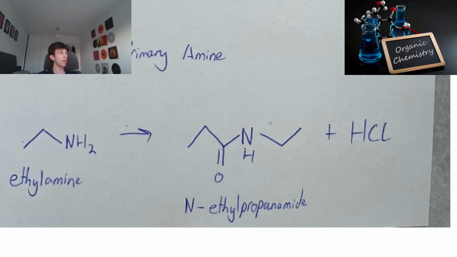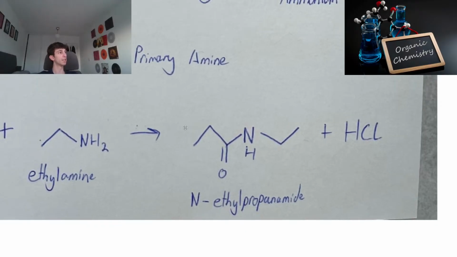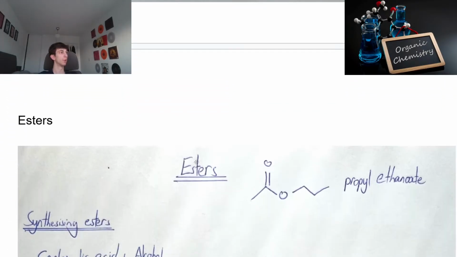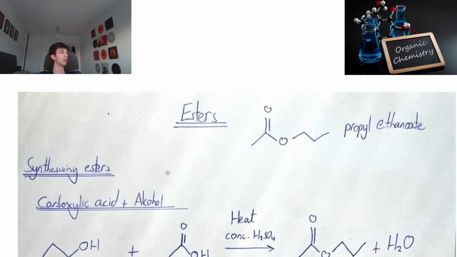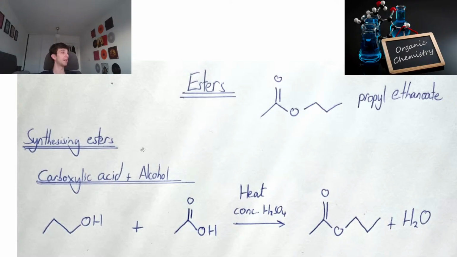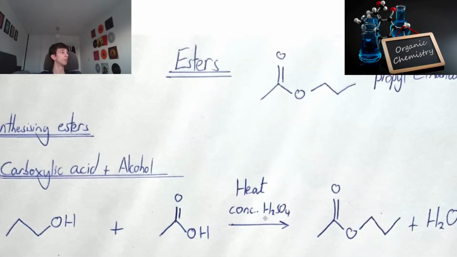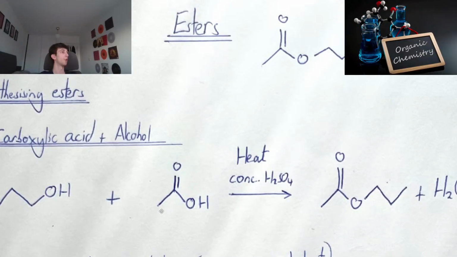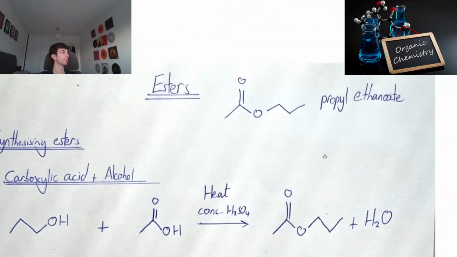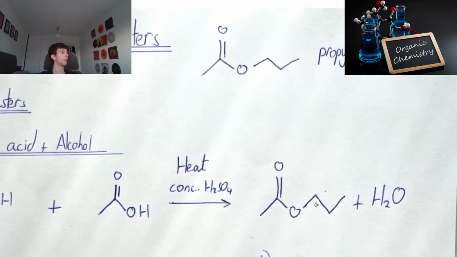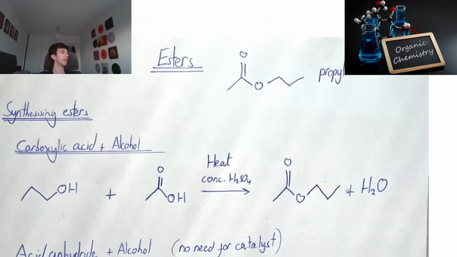Good thing to know for naming amides. You won't get one more complicated than this because it's not something they focus on too much in the spec. So continuing on to esters, guys, we already went over the ester naming. Now synthesizing esters: we have a carboxylic acid and an alcohol under heat and concentrated sulfuric acid. In this example, we have propan-1-ol and ethanoic acid. So we form propyl ethanoate and water.